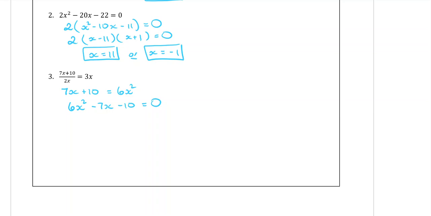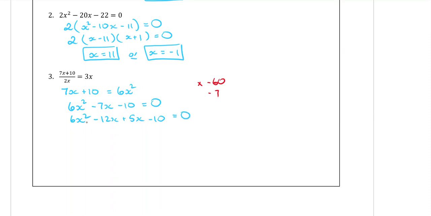Now this is a non-monic trinomial, so I need to multiply the 6 with the negative 10, and I'm looking for two numbers that will multiply to give negative 60, and they're going to add to give the negative 7 that's in the middle there. So the two numbers that work are going to be minus 12x and plus 5x minus 10. So I'm using the splitting the middle term technique so that I can factorize in pairs.